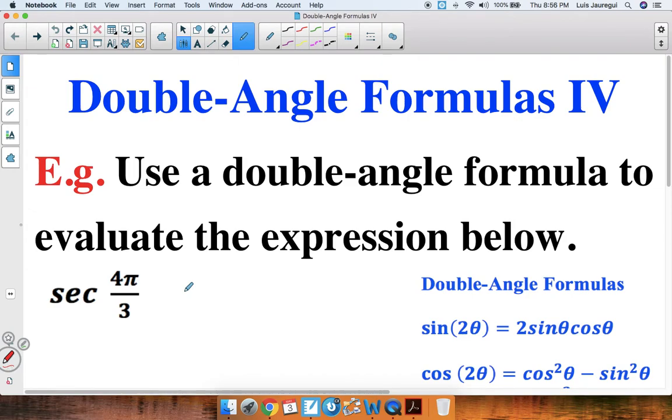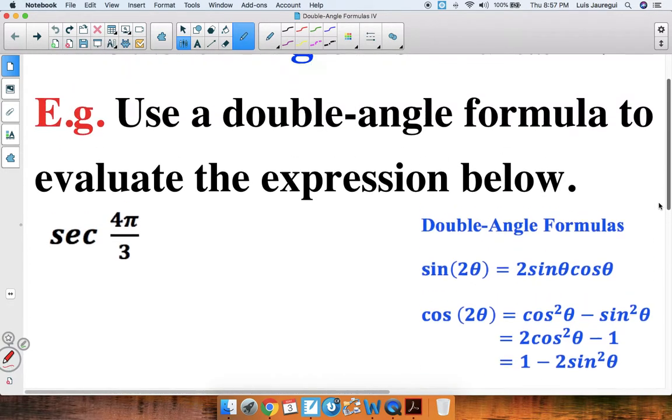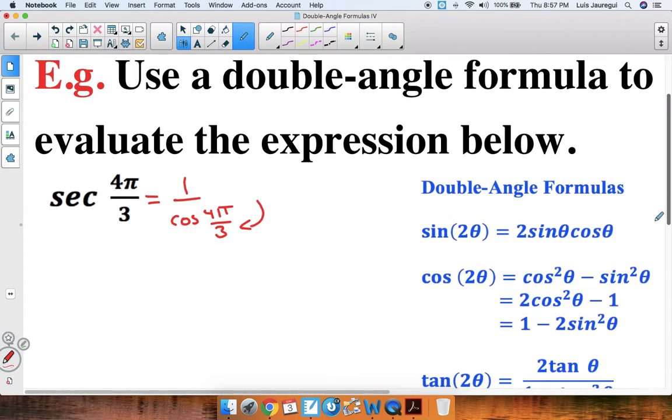Let's take a look at our example. Use a double angle formula to evaluate the expression below, secant of 4 pi over 3. Since we don't have a double angle formula that directly uses secant, what we're going to do is rewrite secant in terms of cosine. Recall that secant is the reciprocal of cosine, so we can rewrite this as 1 over cosine of 4 pi over 3. Now, focusing our attention on just cosine, we can apply a double angle formula.